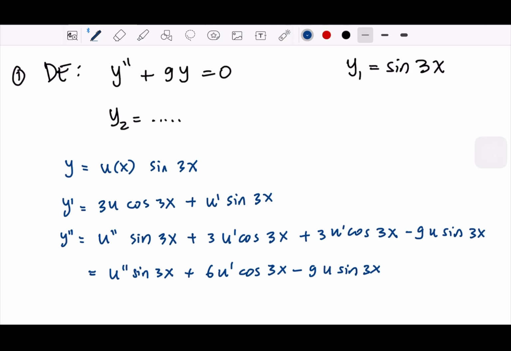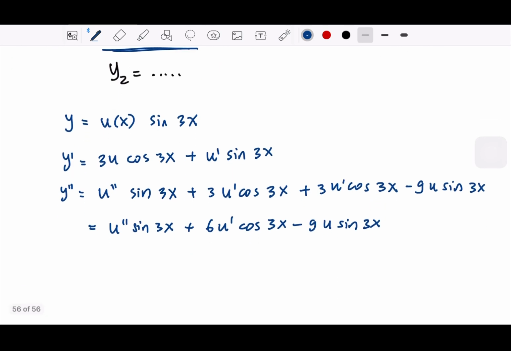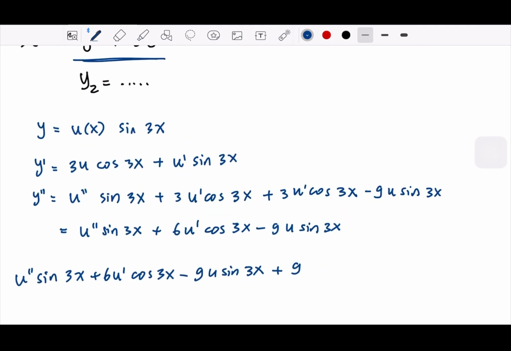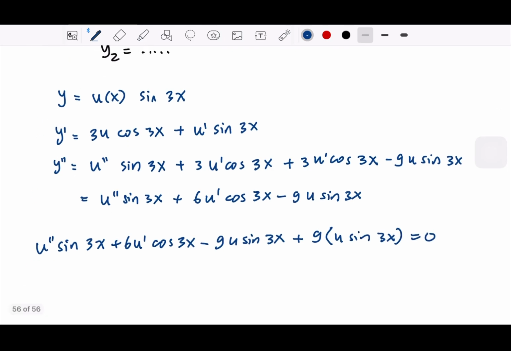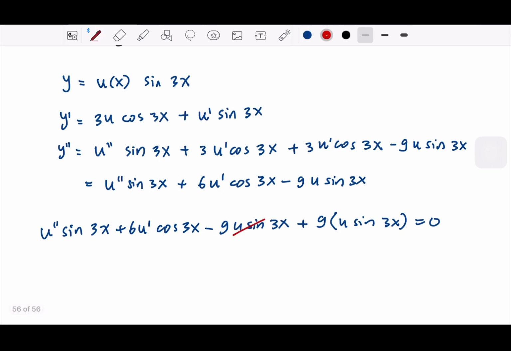Okay, now substitute into our equation. So y double prime is all this. Let me write cosine 3x minus 9u sine 3x. And then plus 9u sine 3x equal to 0. So we are going to cancel this out. This will be y double prime, this is y prime, and this is y.